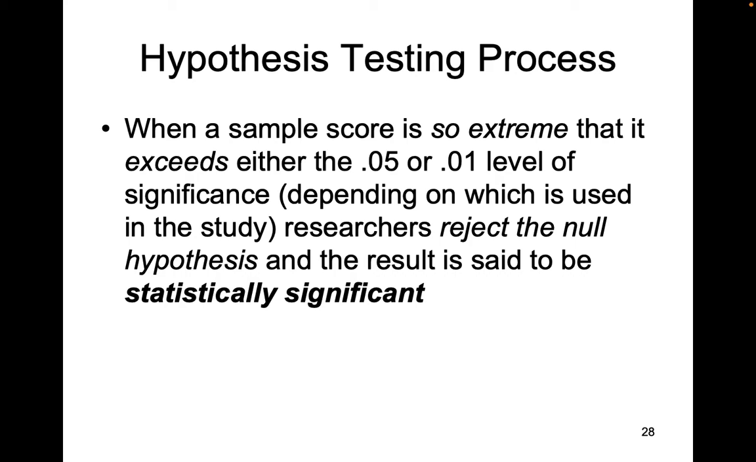Now this is important, and so I've just made a single slide about this. When a sample score is so extreme that it exceeds either the 0.05 or 0.01 level of significance, depending on which is used in the study, researchers reject the null hypothesis, and the result is said to be statistically significant.